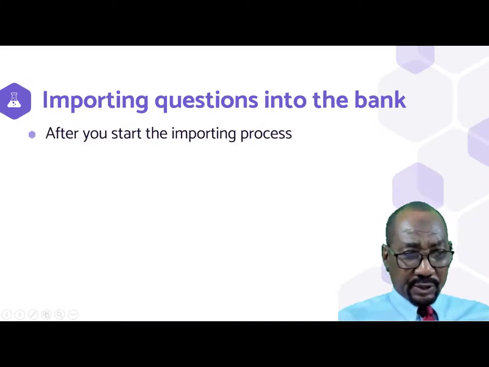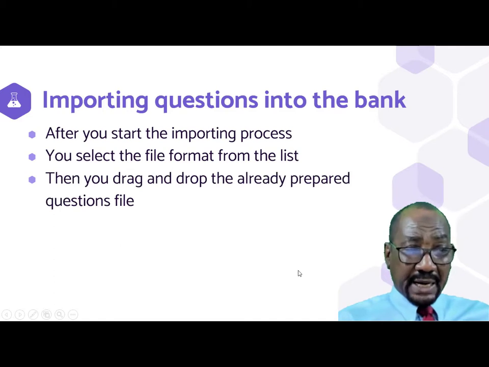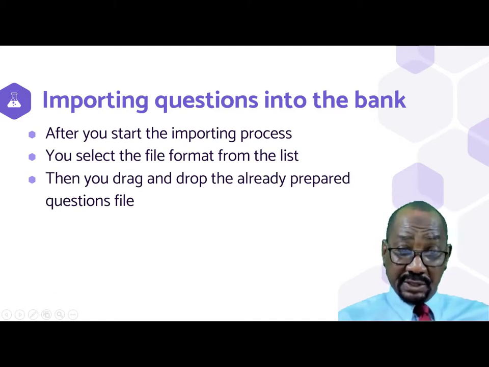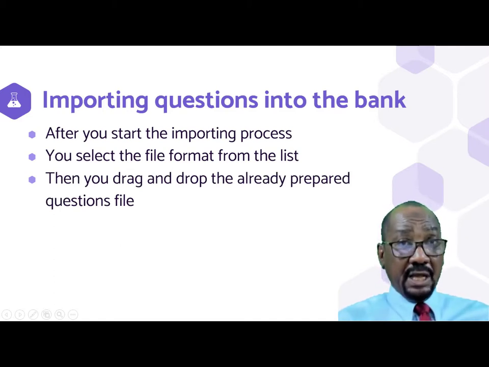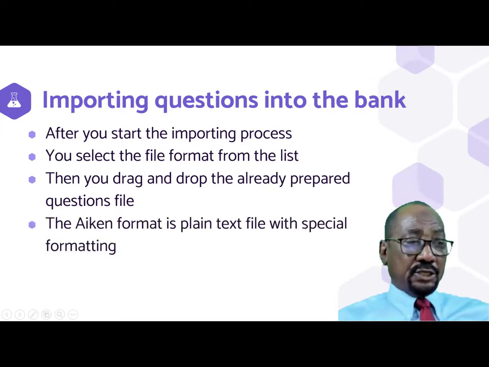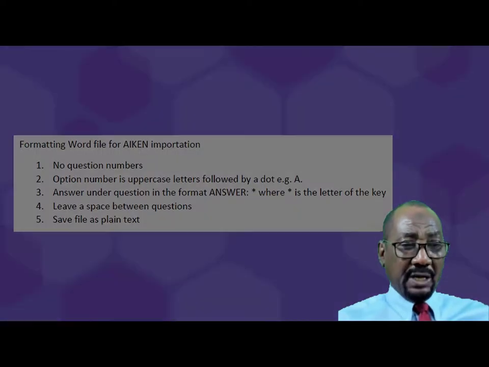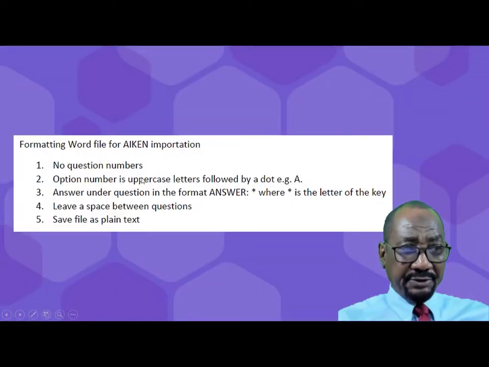So you start the importing process, you select the file format from the list, then you drag and drop the already prepared question file. When I say already prepared, if you're going to add it in the Aiken format, the file must be prepared in the Aiken format. So the Aiken format is a plain text file with a special formatting, and these are the formatting features.